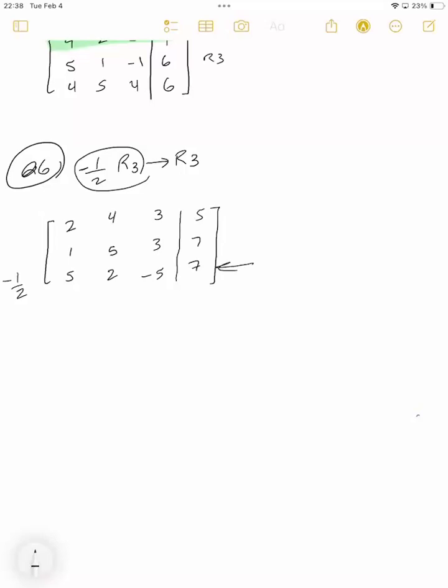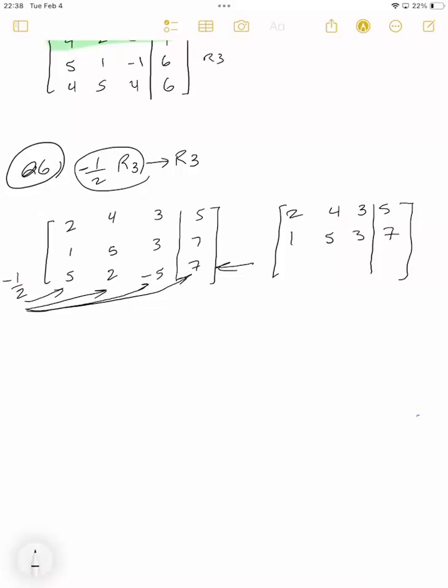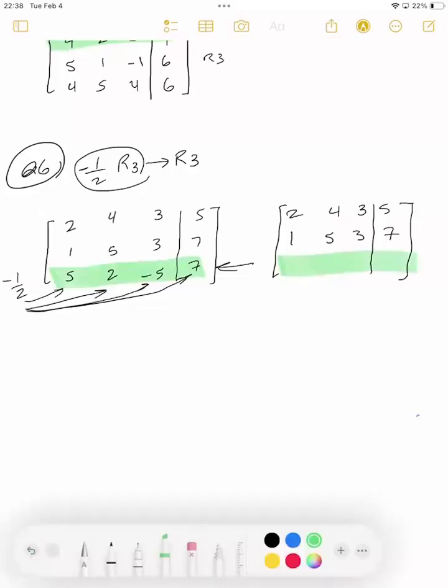That's my row 3. I want to multiply it by -1/2, but you have to remember to multiply every single one of them. So row 1 is still the same. Row 2 is not going to change. Only row 3 is going to change. So what are the new numbers?